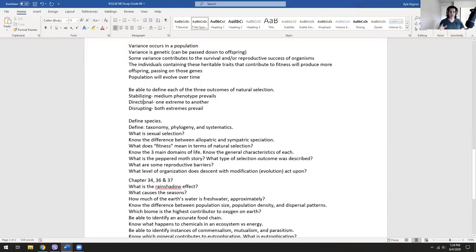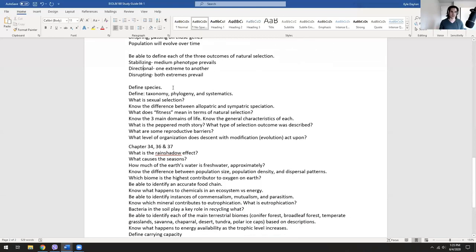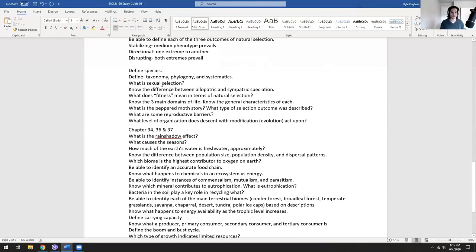Directional is when you go, so the peppered moth is an example. That's where you move from one extreme to another. You go from white with black peppered marks, and then you go to black with white peppered marks. So one extreme to the other. And then medium phenotype. So this could be, like you want a medium-sized tail because you want to use it for stability, yet you don't want it too long, because you don't want it to drag you around or create drag when you're running to catch prey.